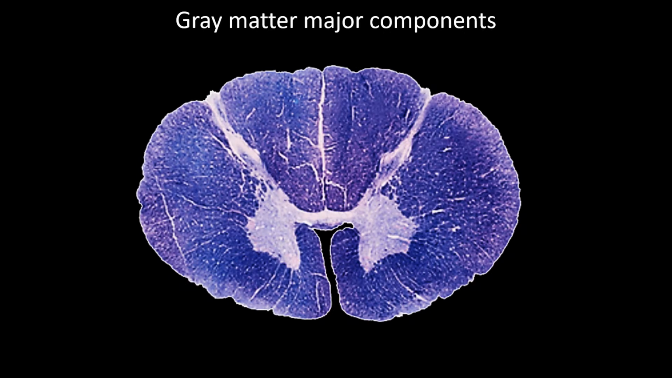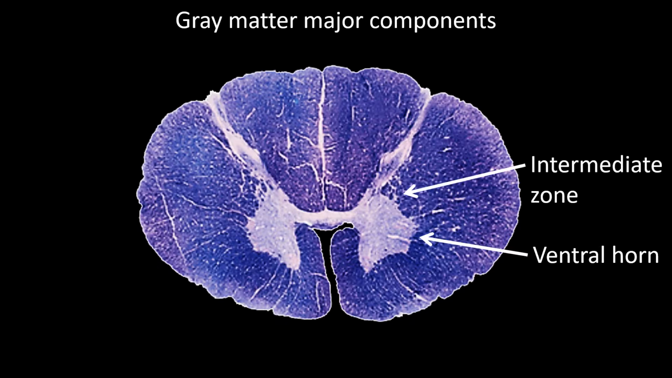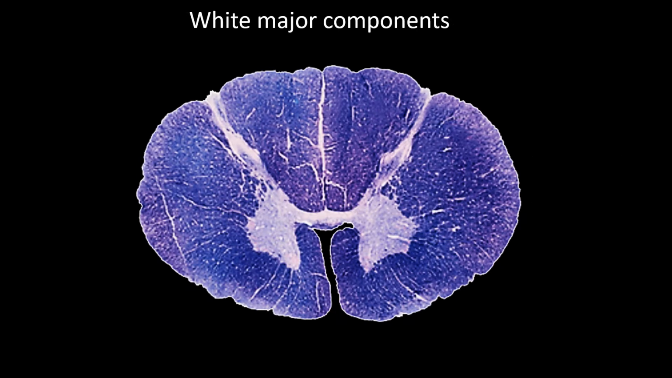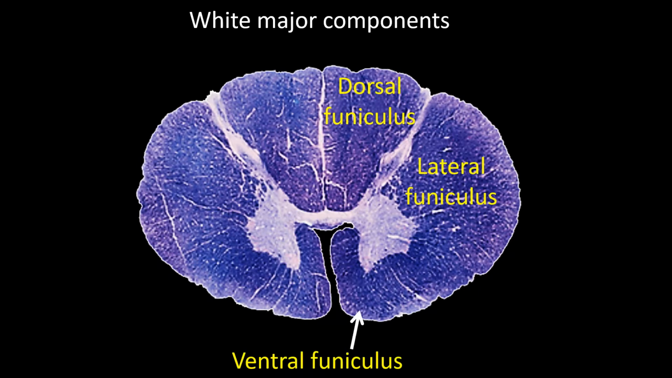I will also use this spinal specimen to label the gray matter major components present at this level, which are the ventral horn, the intermediate zone, and the dorsal horn. The white matter in this region is divided in 3 funiculi: dorsal, lateral, and ventral funiculi. The boundary between the dorsal and the lateral funiculi is the dorsal root entry.